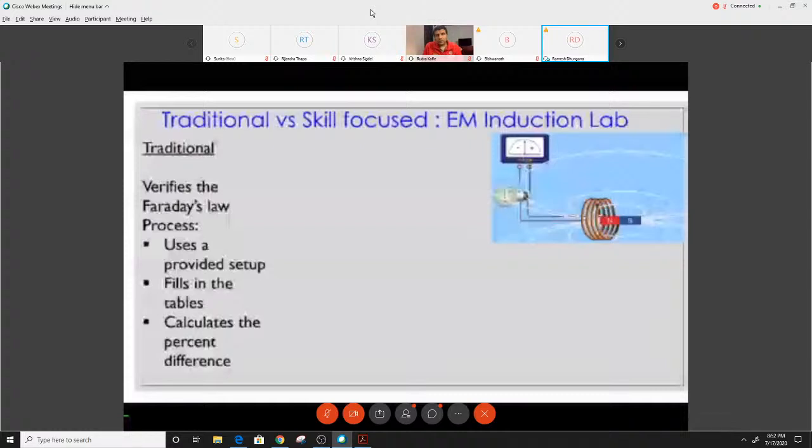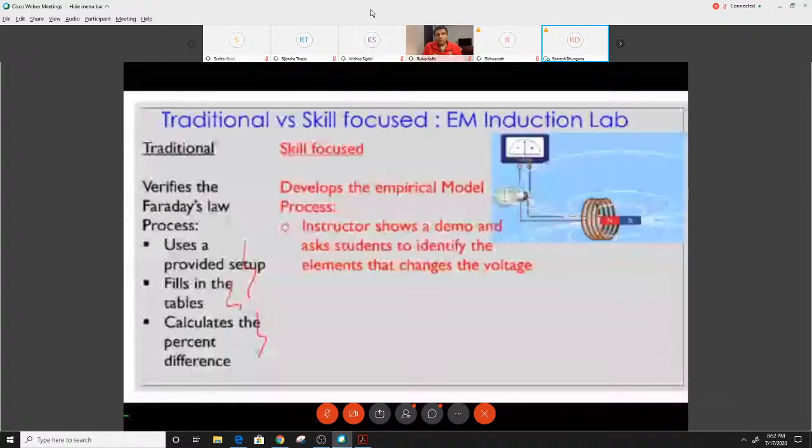Students take some data, the setup usually is provided, and the table is provided, they fill that, and then they calculate the percent difference and say, based on that percent difference, I got a good result or not so good result. But how am I doing differently here? In this case, we show them a demonstration. We move a magnet through the coil, and show them there is deflection in the voltmeter. So that means voltage is being developed.